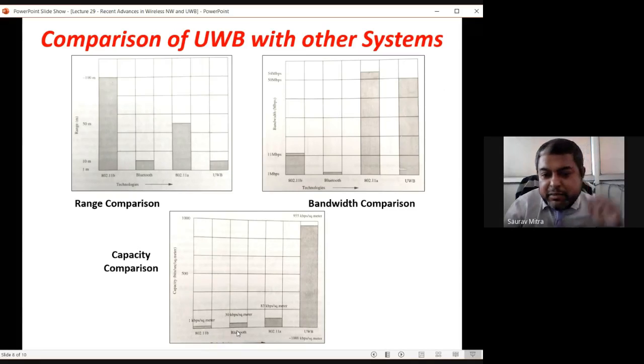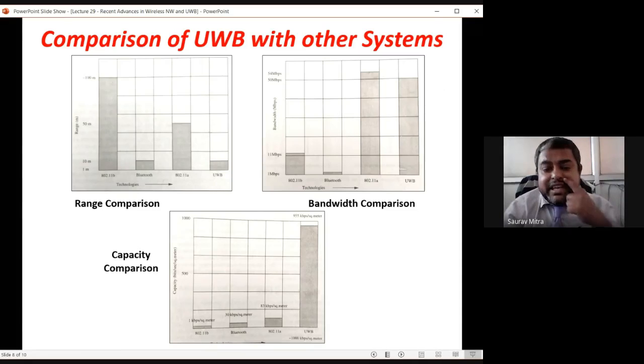This capacity is very low in the case of 802.11b. It is less in the case of Bluetooth, so everything is very low for Bluetooth. And 802.11a is around 83. So the capacity of ultra wideband is 955 kbps per square meter. Per square meter, how much data can be carried? In that case, ultra wideband gives you a big advantage.